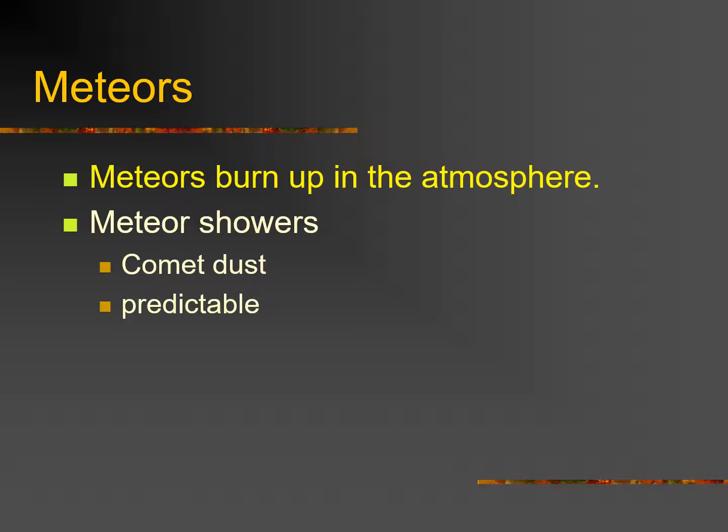The shower may also be produced by a comet that has broken up into many pieces and has spread along its orbit. Meteor showers can occur once or several years in a row as the Earth continues to move through its orbit. These meteor showers are predictable.